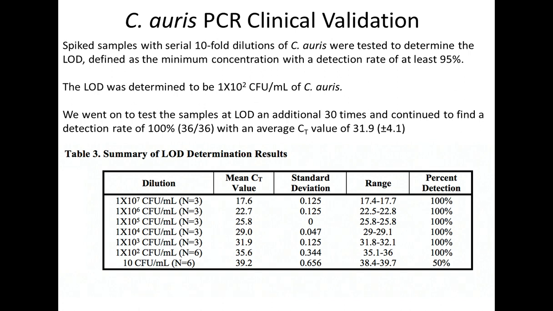Another interesting question is, what's the limit of detection for this? So how low can we potentially go and get usable signal? Spiked samples with serial tenfold dilution of Candida auris were tested to determine the LOD, defined as the minimum concentration with a detection of at least 95%. So the LOD was determined to be 1 times 10 to the 2, which brings us into the range of other LODs for PCRs and is very acceptable from a sensitivity perspective. You can see on the table the mean CT values going all the way from 17 at 1 times 10 to the 7th, all the way down to 35 at 1 times 10 to the 2, giving us a 100% detection rate at 10 to the 2 and above.